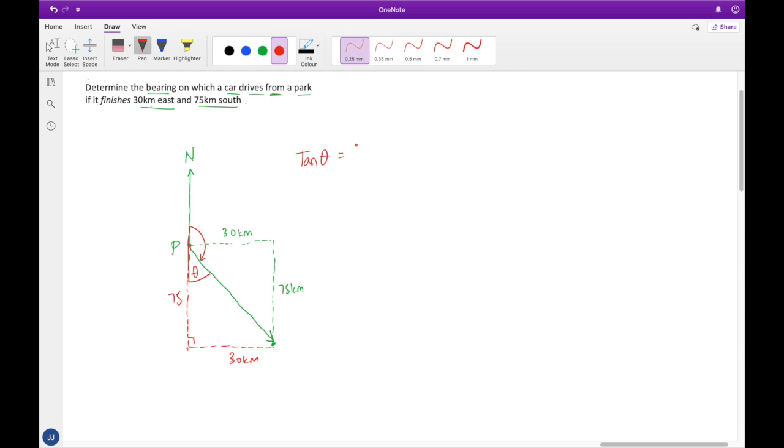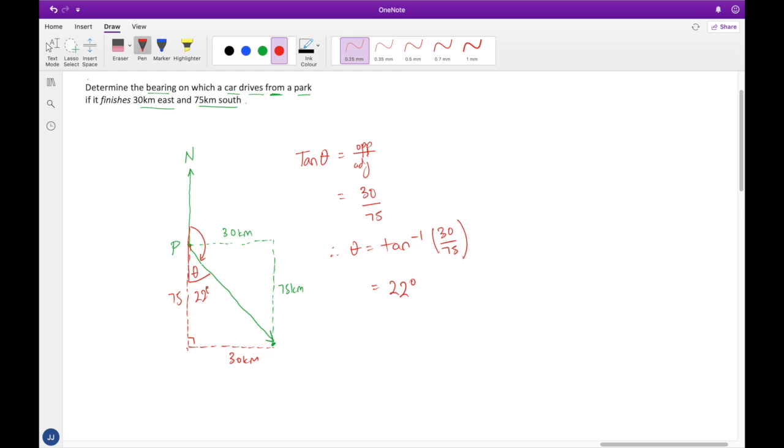Tan theta is equal to opposite over adjacent, right? So the opposite in this case is 30 over the adjacent, which is 75. Therefore, theta is going to be the tan inverse of 30 over 75, and theta is going to be approximately 22 degrees.